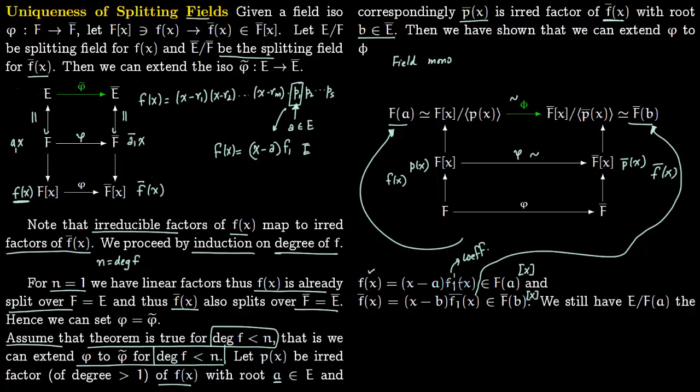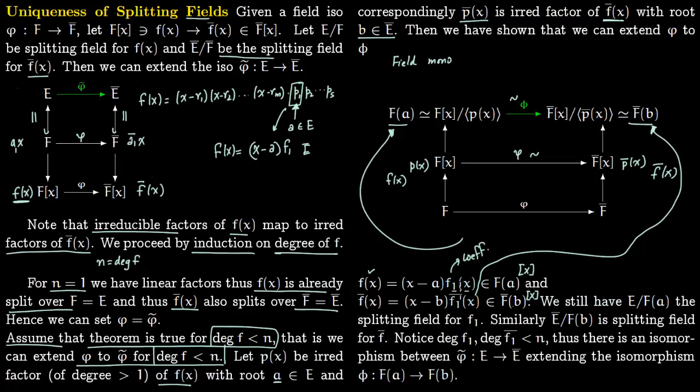Now what is the splitting field of f1? The splitting field of f1 will still be e. Its coefficients are in this field f of a, but its splitting field is still e, precisely because the splitting field of f to start with is e, and f is x minus a times f1. Similarly, e bar over f of b is the splitting field of f bar, because the coefficients of f bar are from f of b.